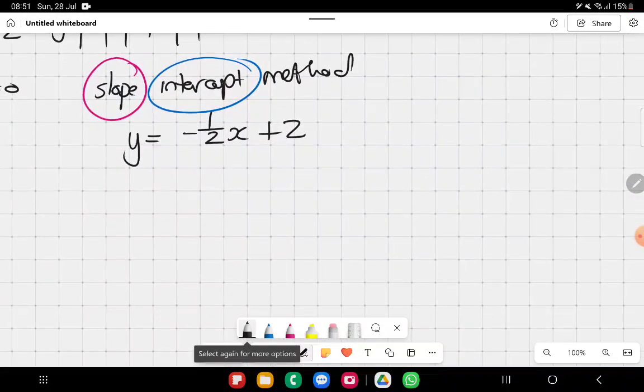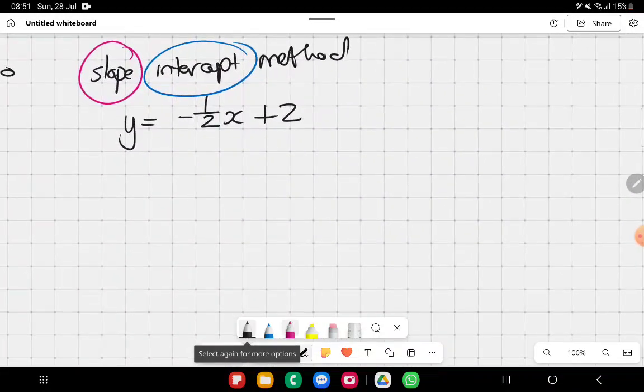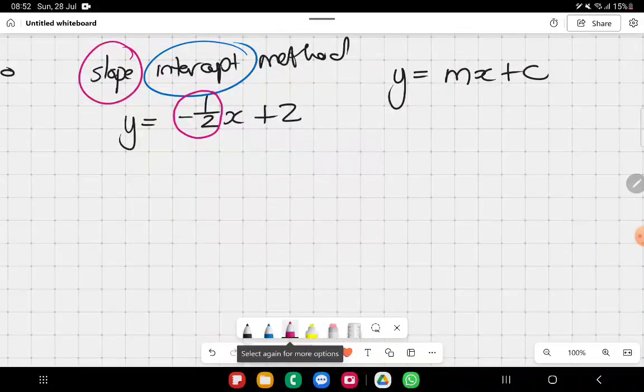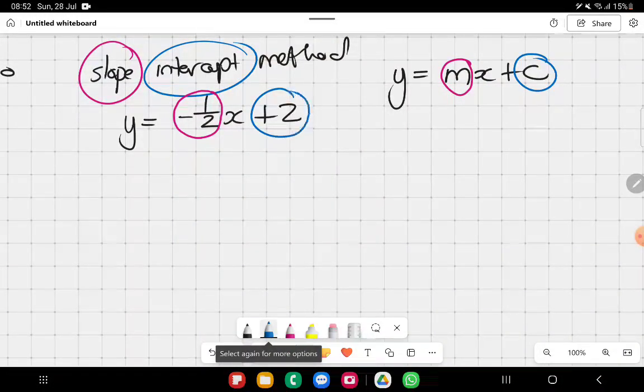Now, according to the slope-intercept method, when I read an equation, my slope is always going to be the m in front of x, because the equation says y is equal to mx plus c, and m is my slope. C, on the other hand, is going to be my intercept. Which intercept? This is my y-intercept. So now I have two things. I have a slope and an intercept.